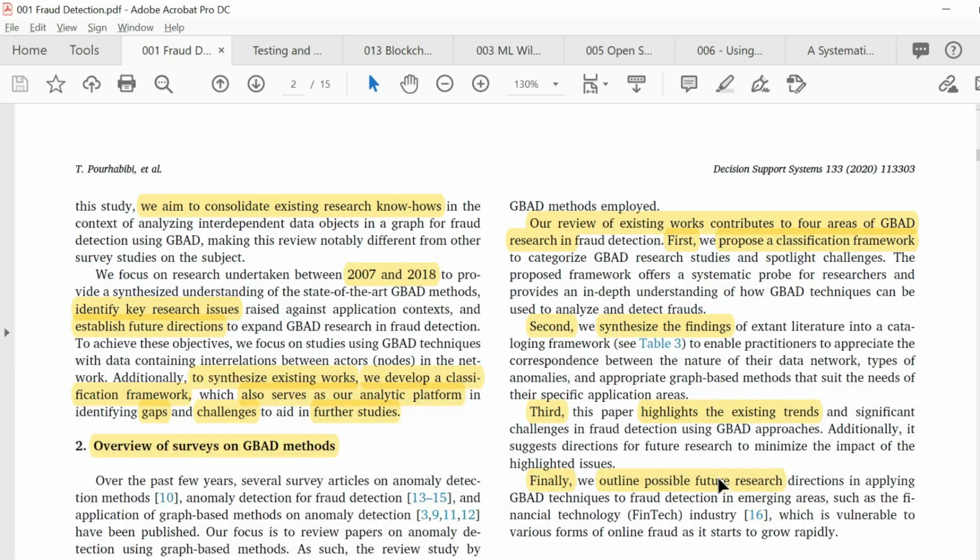Later they go on to say, in this study, we aim to consolidate existing research know-how in the context of analyzing interdependent data objects and so on. So basically they explain what they are going to do. And then a few other things which I do not want to cover in this video. But basically I wanted to show you how to summarize existing systematic literature review papers when you are writing your own systematic literature review. Let's move on to the next paper.